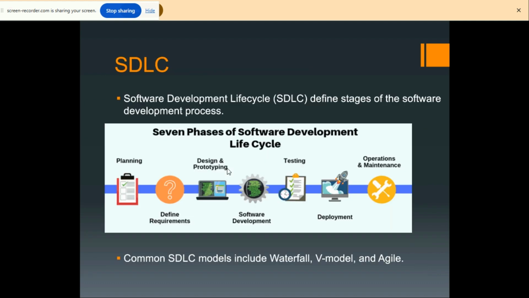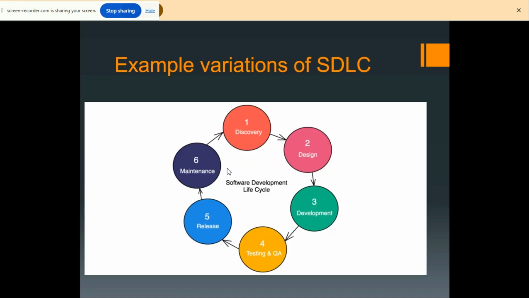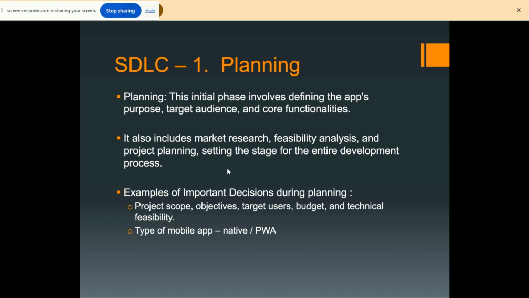In the previous diagram we saw planning, define requirement, design. But this one has discovery, design, development. The next one, testing, is similar. Release is launching or deployment. Maintenance is identical. So 1 and 2 may be slightly different. What are the 7 stages all about?